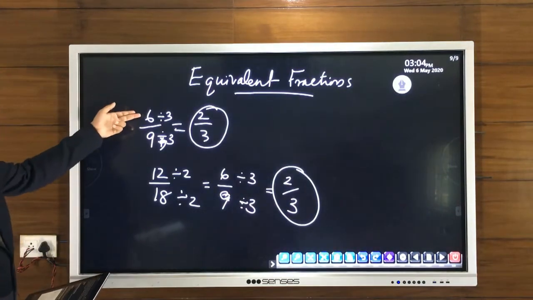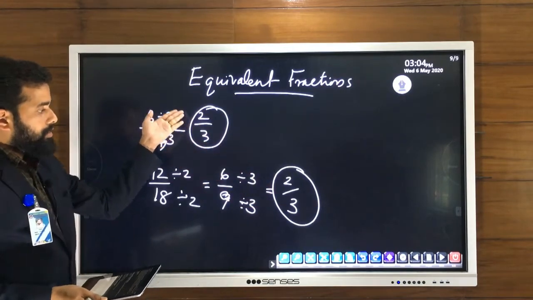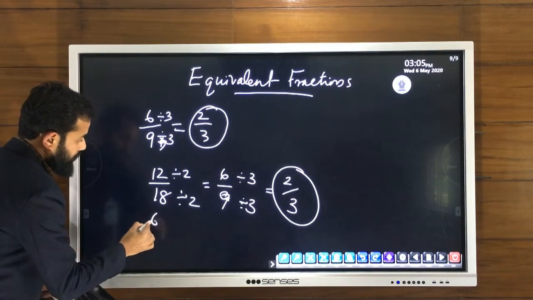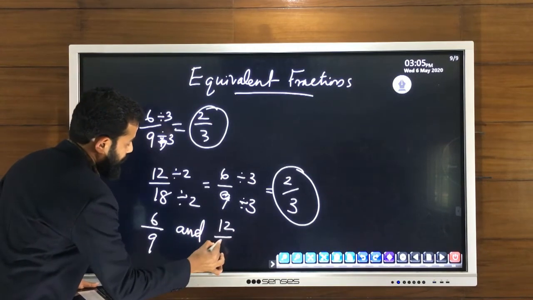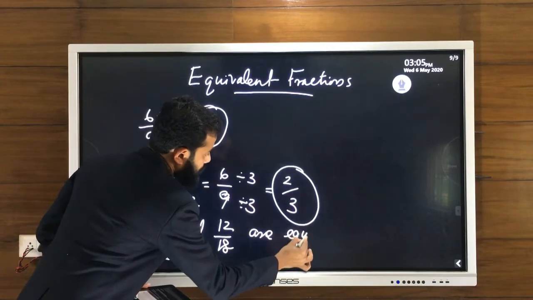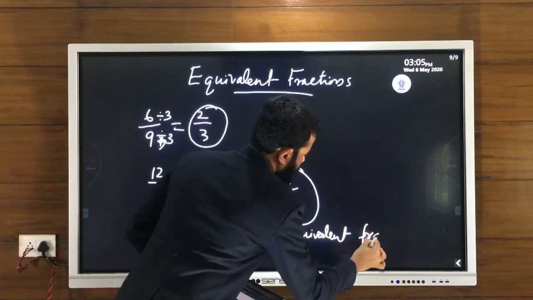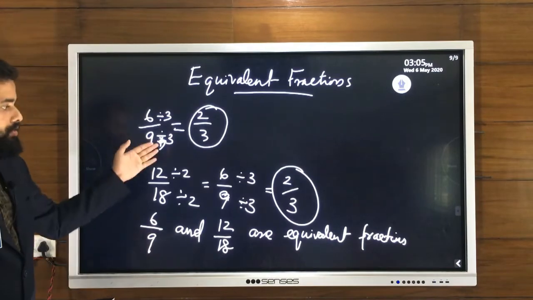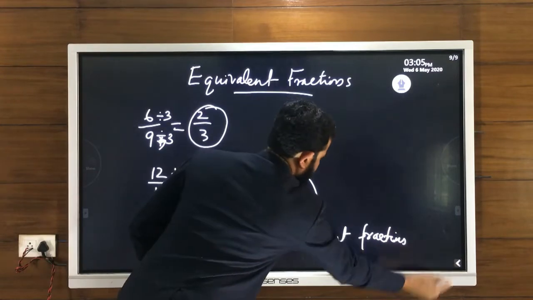See, the given numbers were 6 by 9 and 12 by 18, but on finding the standard form, both standard forms are equal. So what we have to write is that 6 divided by 9 and 12 divided by 18 are equivalent fractions. Both rational numbers have the same standard form.